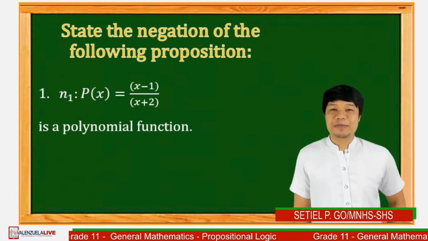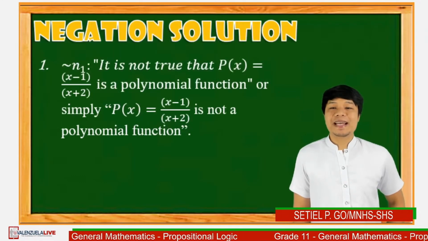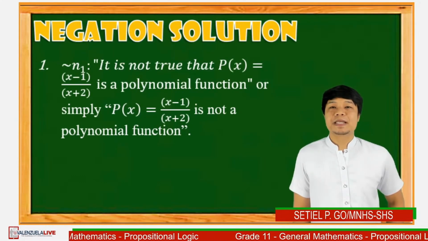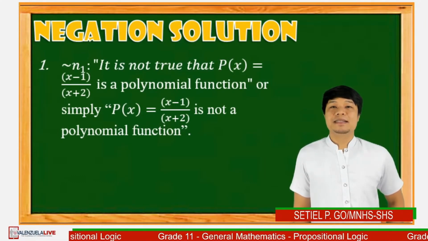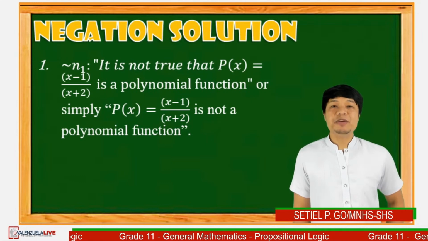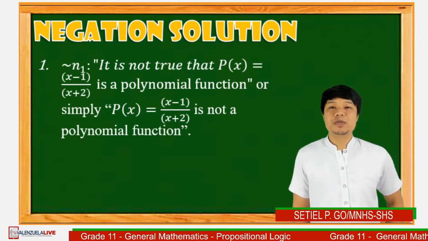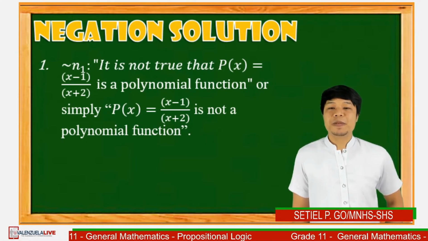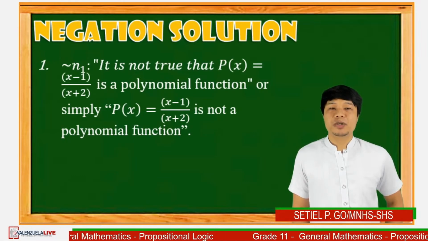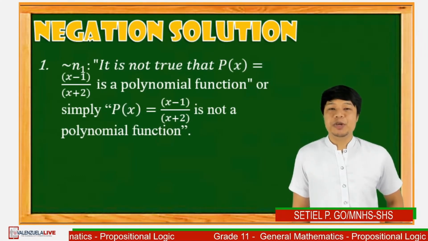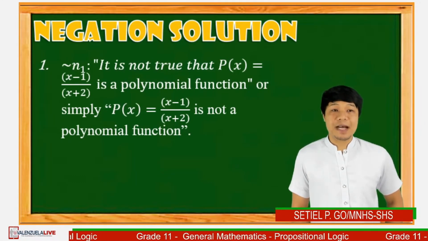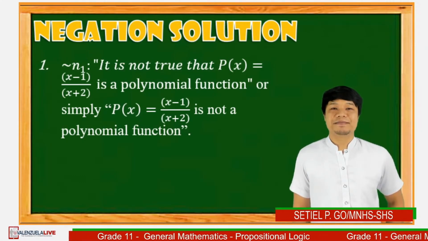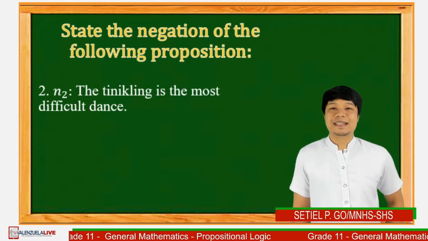Okay, time's up. So the correct answer will be the negation of N1, or N sub 1: it is not true that P of x equals x minus 1 over x plus 2 is a polynomial function, or simply, P of x equals x minus 1 over x plus 2 is not a polynomial function.